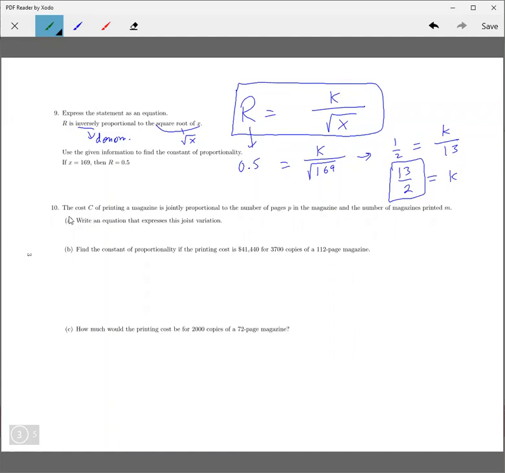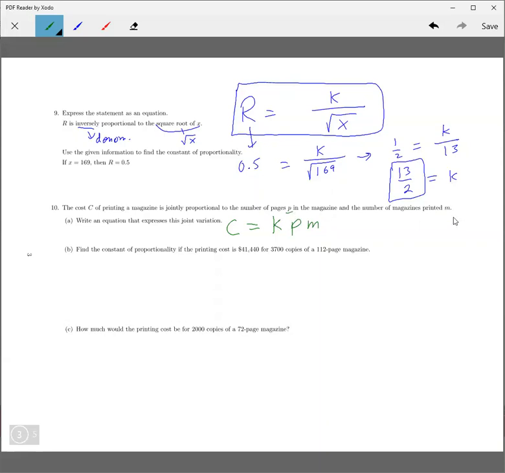Okay, number 10. The cost of printing a magazine is jointly proportional to the number of pages, P, in the magazine and the number of magazines printed, M. So cost equals, and jointly proportional means that everything's going to be in the numerator. It doesn't say inverse anywhere, so nothing goes in the denominator. So it's going to be k times the number of pages times the number of magazines, M.